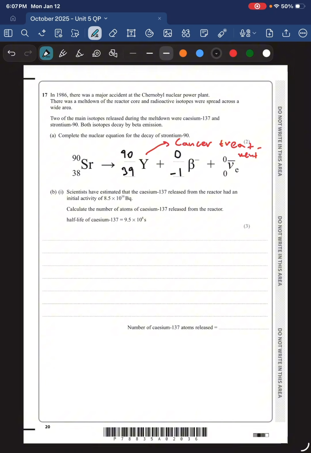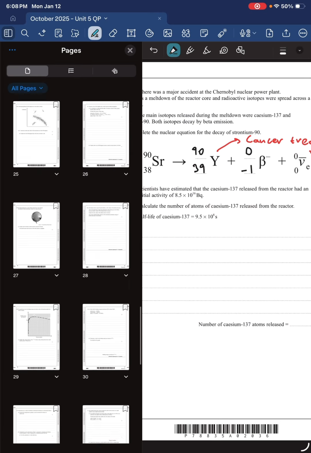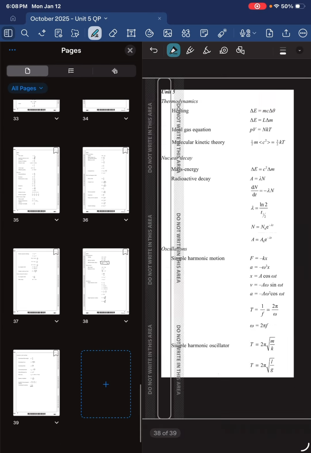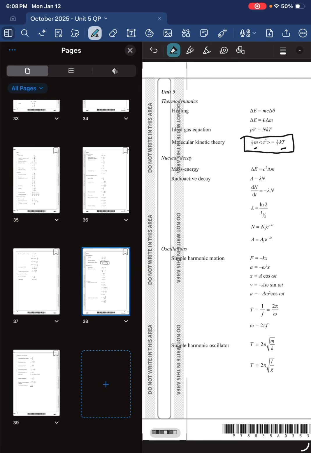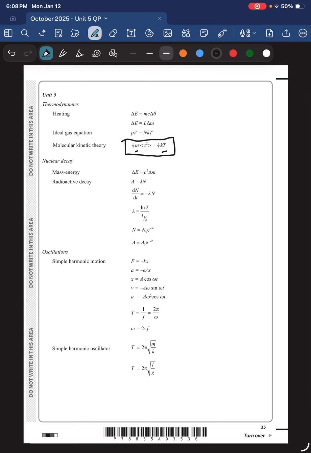B, part 1. Scientists have estimated that the cesium-137 released from the reactor had an initial activity of 8.5 times 10 to the 16 becquerels. Calculate the number of atoms of cesium-137 released from the reactor. Okay, let me check something because I think I took the long road. Yes, okay. This is what you need to use.